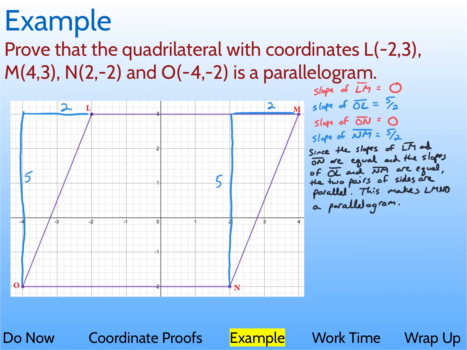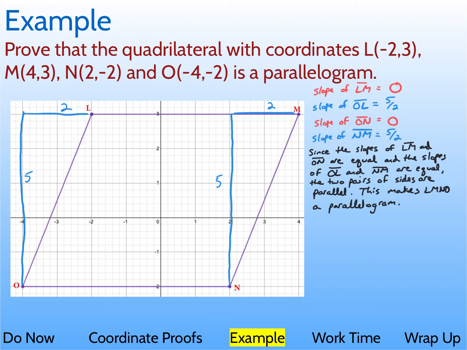So for this I wrote, since the slopes of LM and ON are equal, 0, and the slopes of OL and NM are equal, 5 over 2, the 2 pairs of sides are parallel, meaning this is parallel to this, and this is parallel to this. This makes LMNO a parallelogram. You need this little conclusion part here. Alright, so that's one way to do it with the slopes. I'm going to erase all this, and then I'm going to do it with the midpoints in a second.